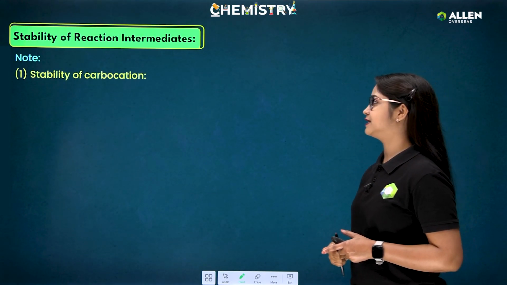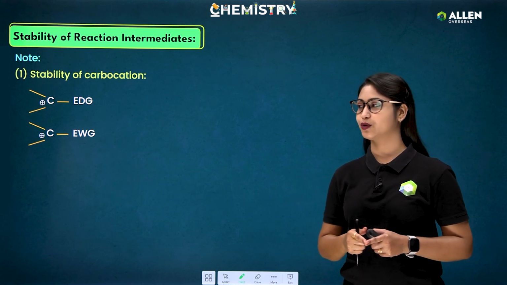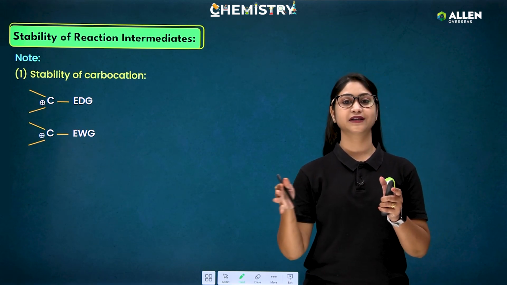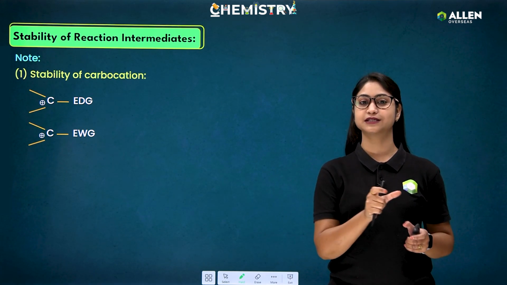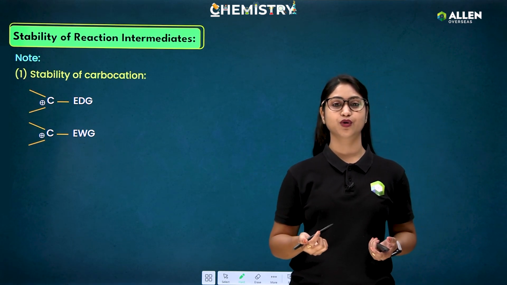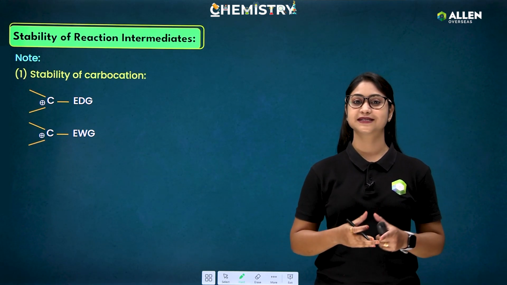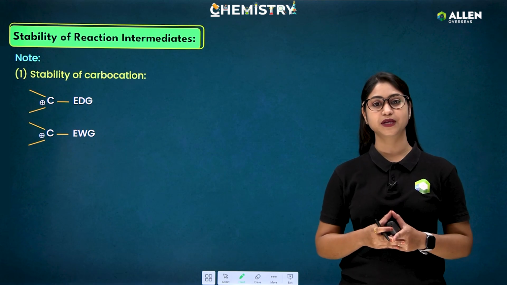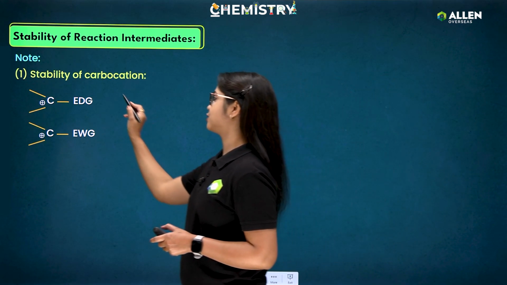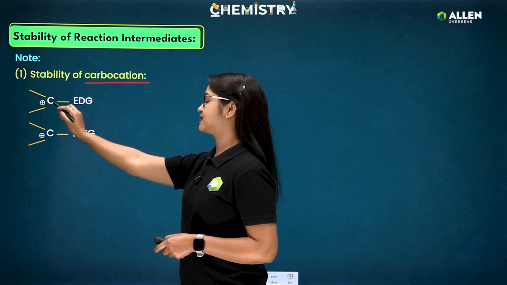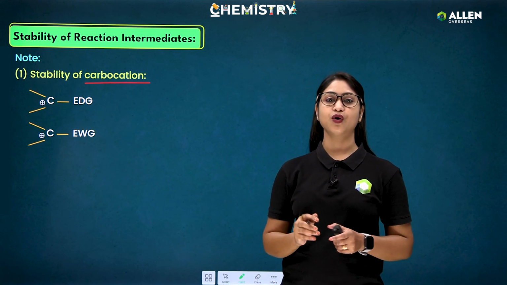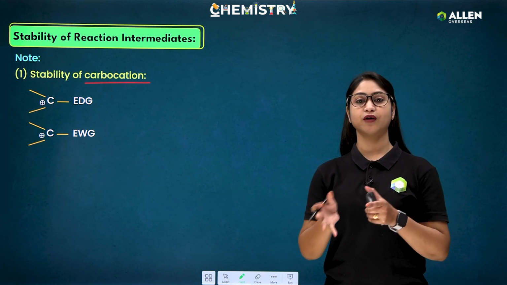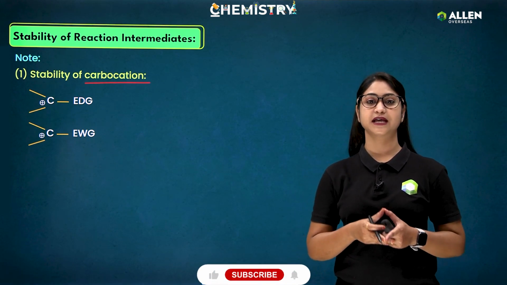First of all, we have to see the stability of reaction intermediates. Reaction intermediates are those species which are formed during a reaction, that's why we are calling them intermediates. For example, we have carbocation, carbanion, free radical, etc. So how to find out the stability order for these intermediates? When we talk about the stability of carbocation, positive charge on the carbon, which groups can make the carbocation more stable, or which kind of groups can make the carbocation less stable?